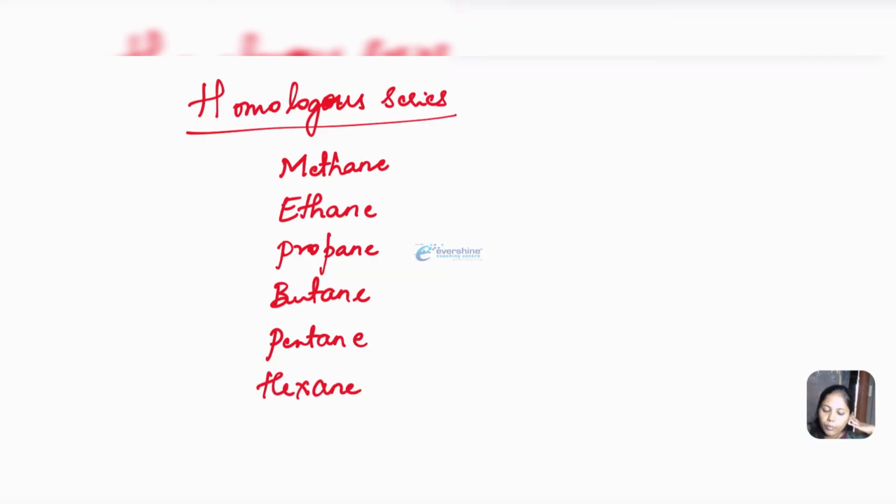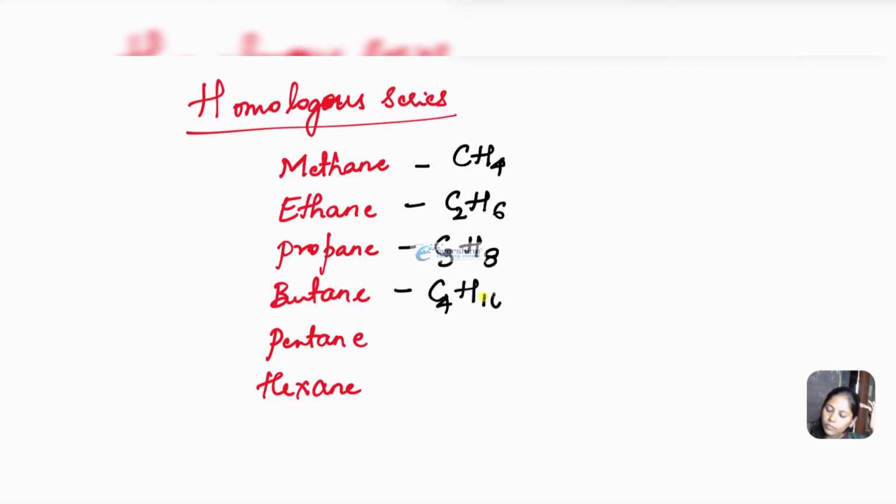in this family, first one has the formula CH4. Second one has the formula C2H6. Third one has the formula C3H8. Fourth one has the formula C4H10. Fifth one has C5H10. Sixth one has C6H14.